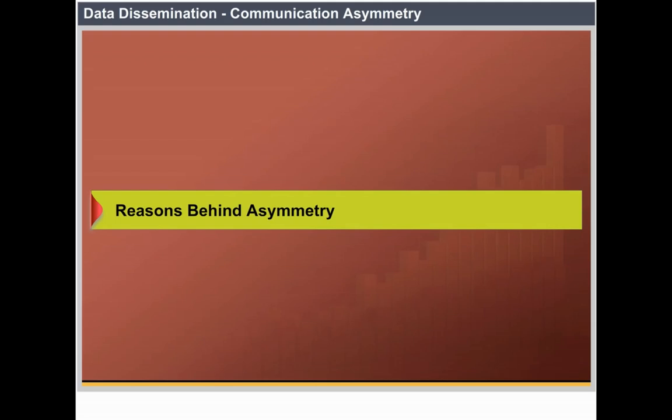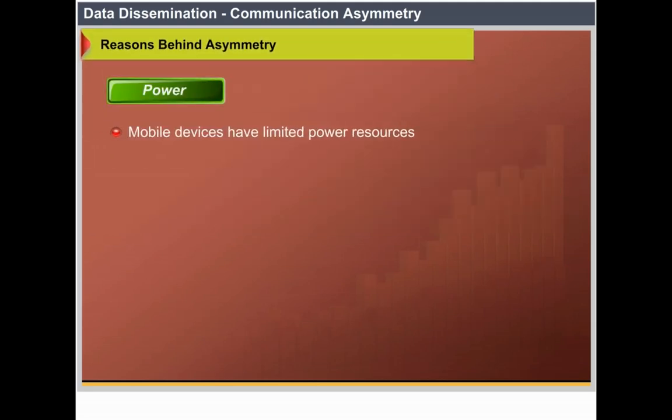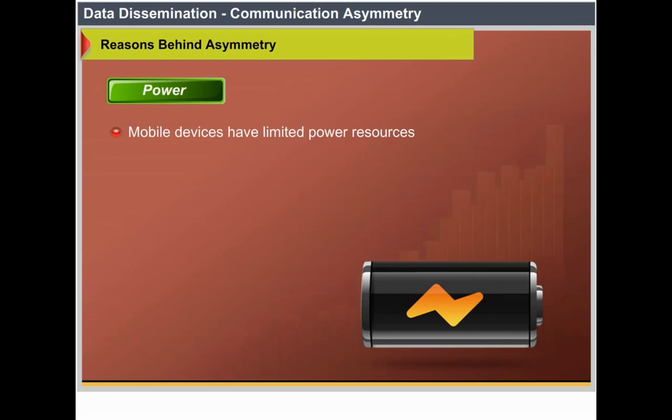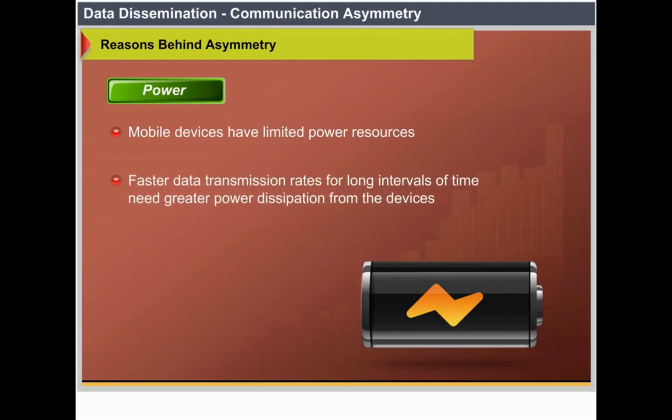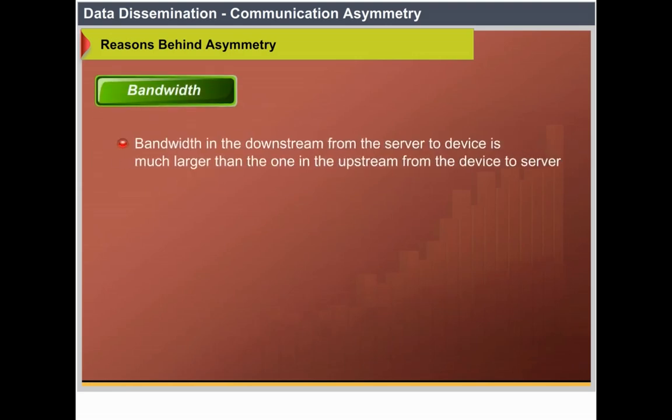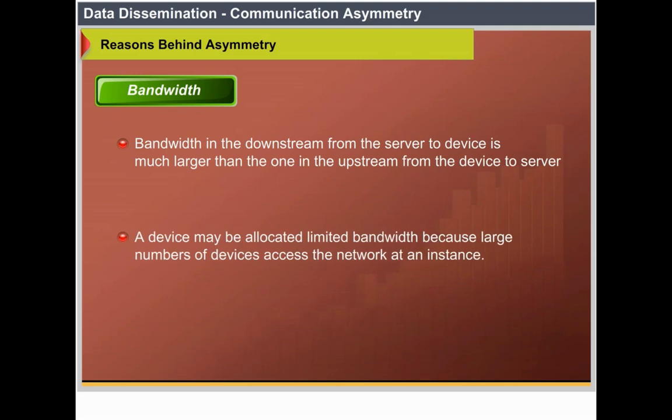Reasons behind asymmetry. Power: mobile devices have limited power resources. Faster data transmission rates for long intervals of time need greater power dissipation from the devices. So mobile devices transmit at lesser data rates than the server. Bandwidth: the downstream from the server to device is much larger than the upstream from the device to server. A device may be allocated limited bandwidth because a large number of devices access the network at an instance.